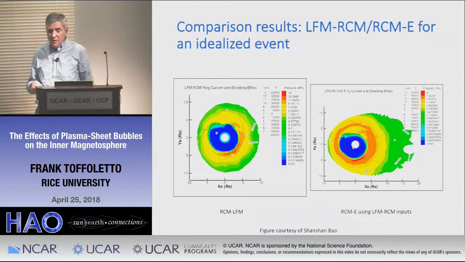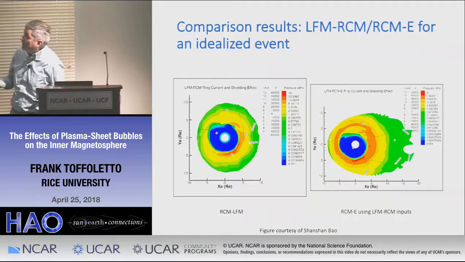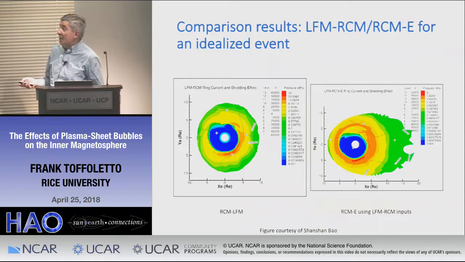And you get a very different looking magnetosphere in the sense that the ring current pressure, it's hard to see, but the scales here, the pressures here are about a factor of 5 lower than the pressure you typically see in the LFM RCM. The system is a lot more stable and a lot more dynamic from using, I think, a more accurate electric field.